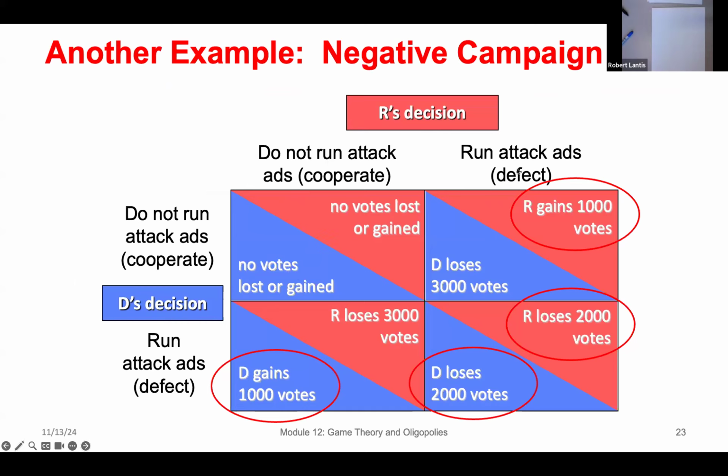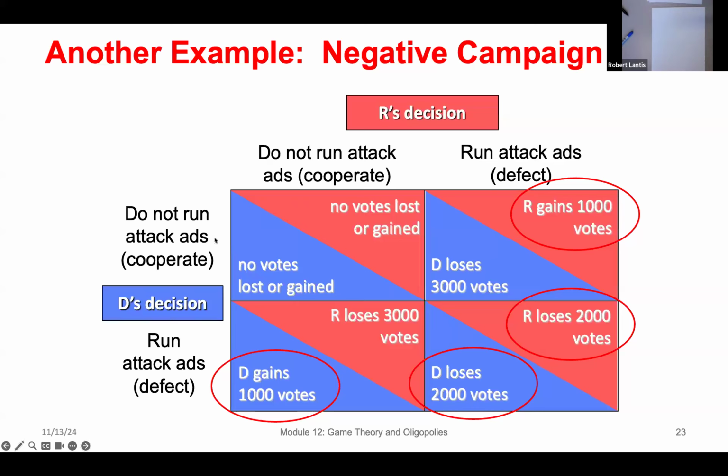Now, if I'm the one that runs the attack ads, I gain 1,000 votes and the other person loses 3,000. So if I run the attack ads as the Democrat, I gain 1,000, and the Republican candidate loses 3,000. If we both run attack ads, the gains and losses offset each other. We both convince people that there's no good candidate, and 2,000 fewer people vote for each candidate. This is a perfect example of a prisoner's dilemma, though I shouldn't say that for the Republican and the Democrat, since they don't care, but it's a prisoner's dilemma for society.